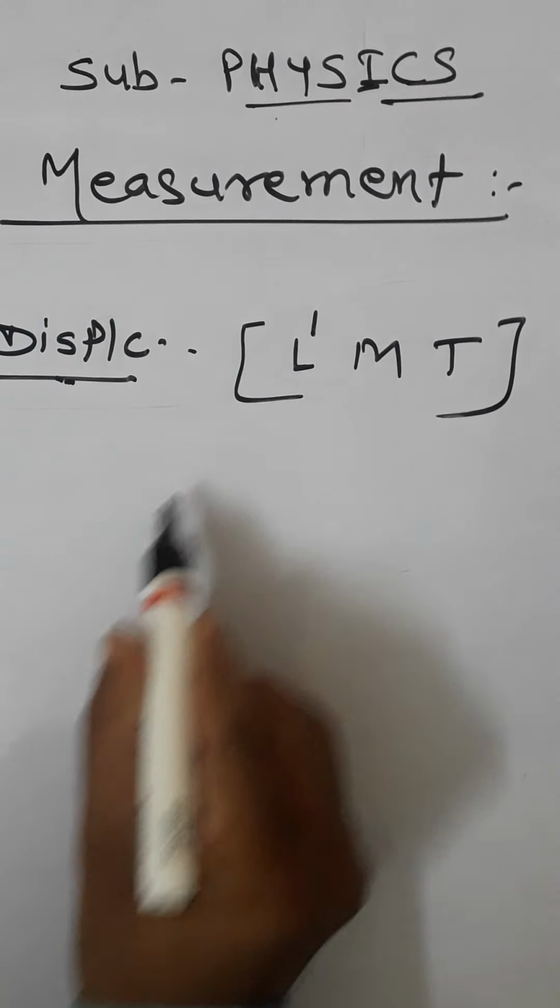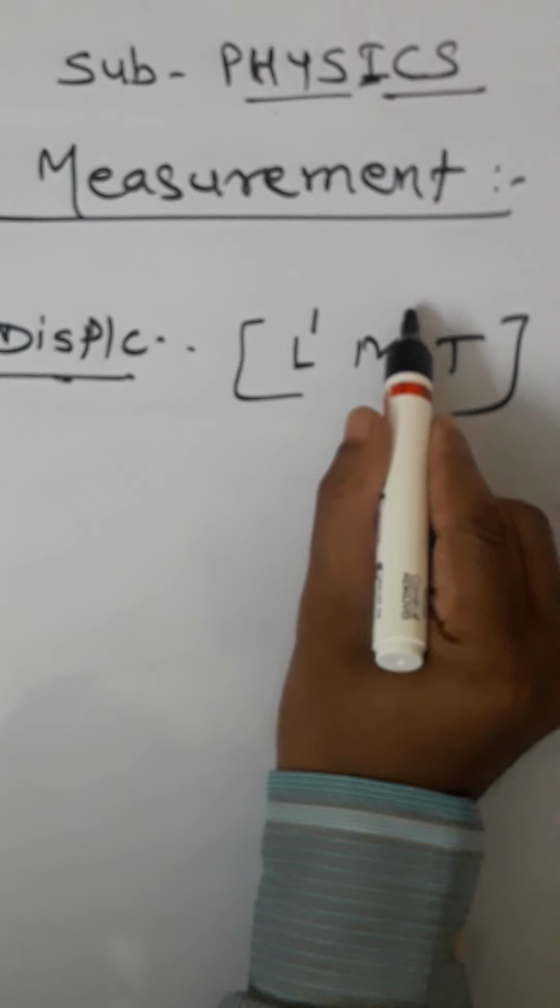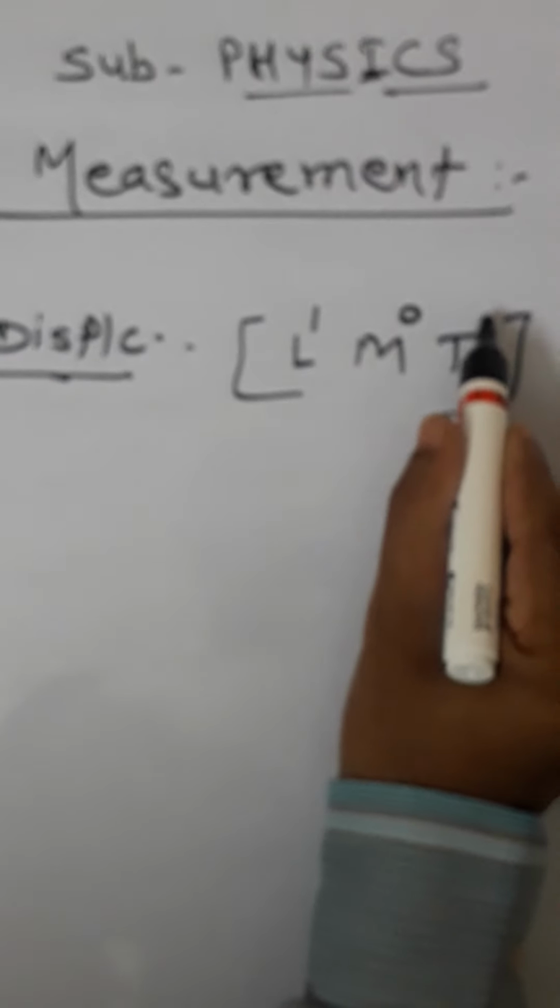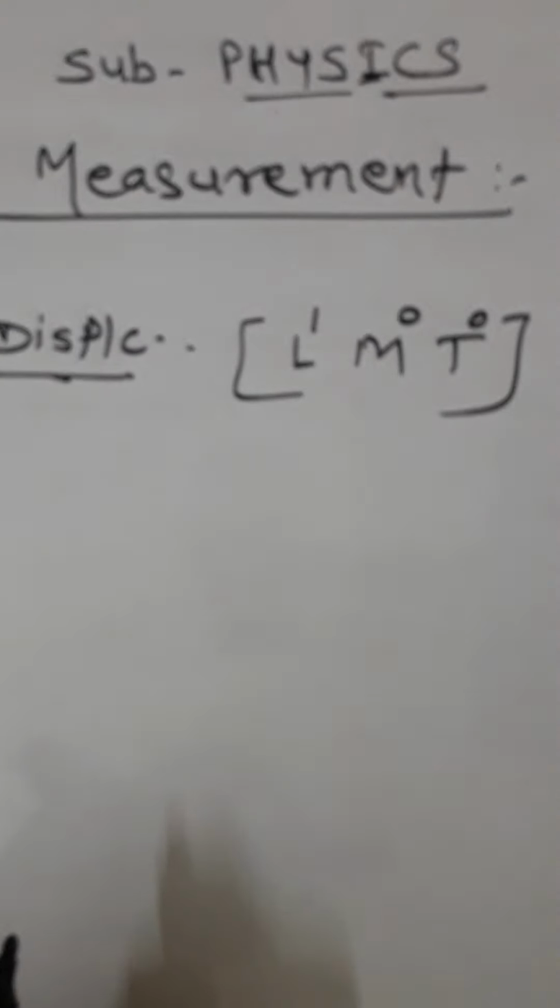There we take L to the power 1. There is no mass, take 0. No time, take 0. This is the dimension of displacement: L1, M0, T0.